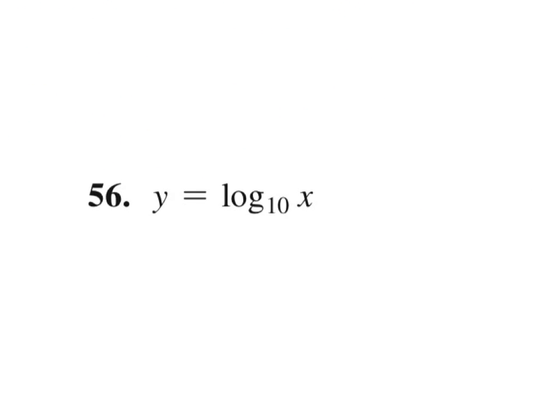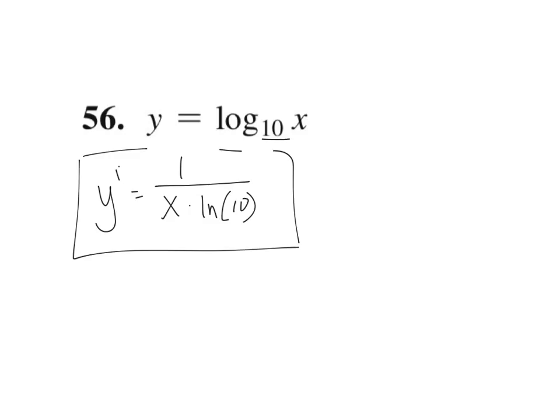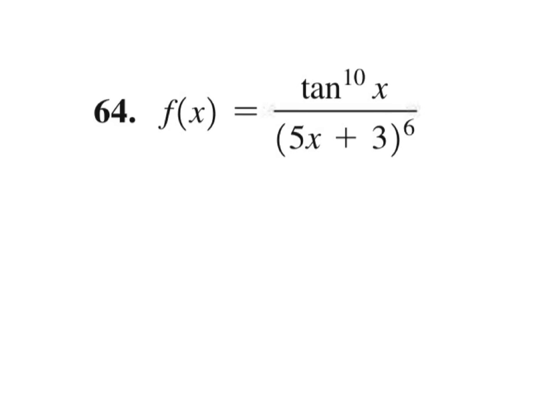Let's take a look at the next one, number 56. And this is log base 10 of x. So if I wanted to calculate the derivative of this, if I wanted to find y prime, I'm just going to use my rule and do 1 over x times the natural log of the base, which is 10. And that's it, folks. That's all we got to do. Follow the rule.